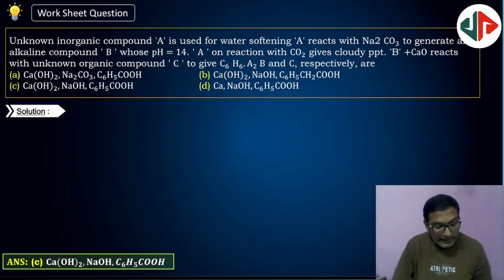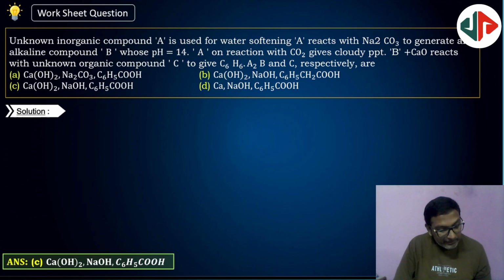So first, an unknown inorganic compound A is used for water softening, and reacts with Na2CO3 to form an alkaline compound B whose pH is 14, that means a strong base. A on reaction with CO2 gives a cloudy PPT. Next, B plus CaO reacts with an unknown organic compound to form C. A, B, C respectively are.